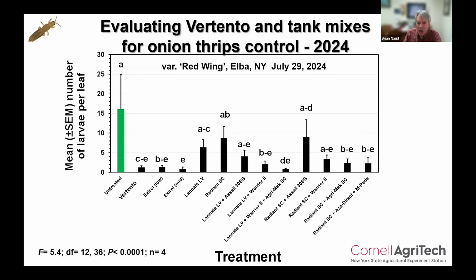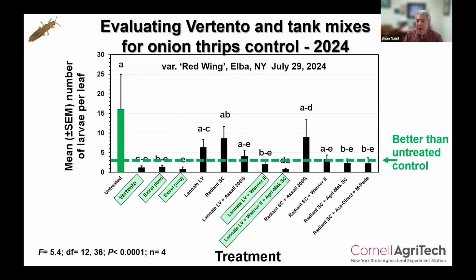So because there's a lot going on here, I'm going to cut to the chase. Everything that was better than the untreated control is highlighted here in green. So Vertento, both rates of Exerol, Lanate plus Warrior, Lanate plus Warrior plus Agramec were the only products that were better than the untreated control.